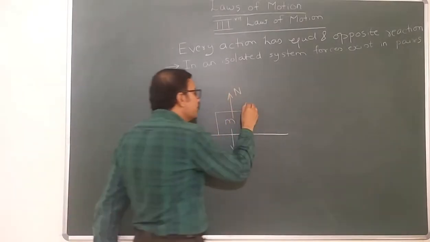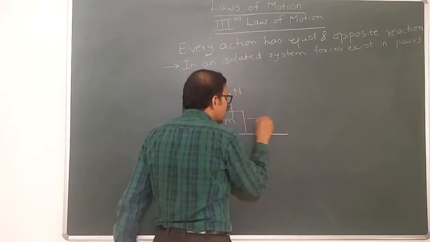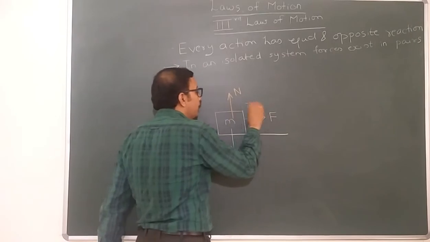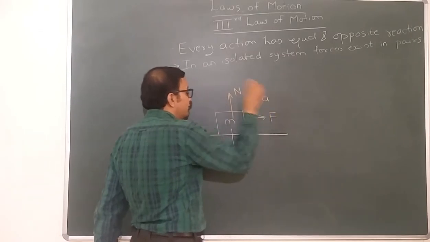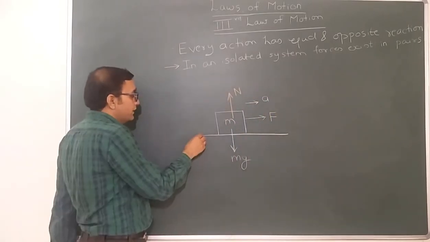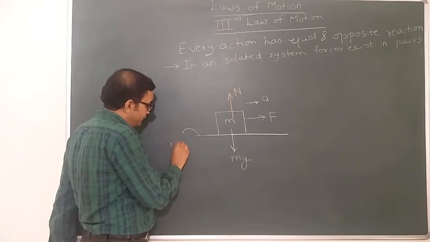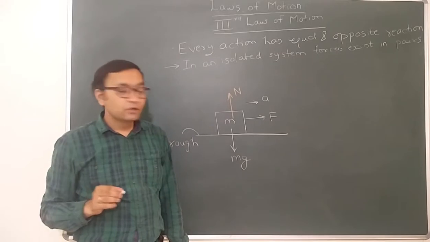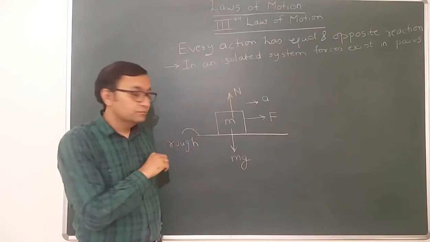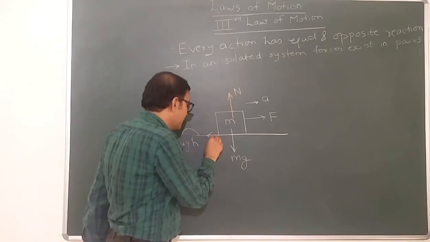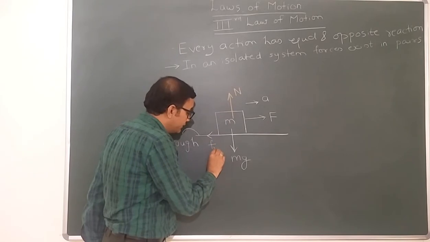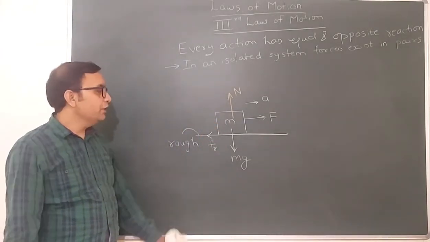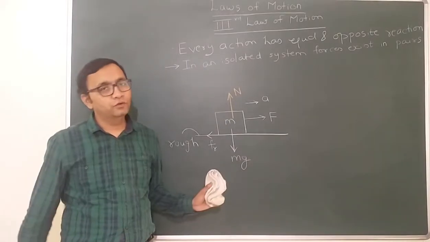Suppose there is an external force F acting on this mass m, and because of that, it accelerates forward. And suppose this is a rough surface, not a smooth one. So will it experience friction? It will experience friction in the backward direction. Let us call it Fr force. Now I need to find out the pairs of all the forces.